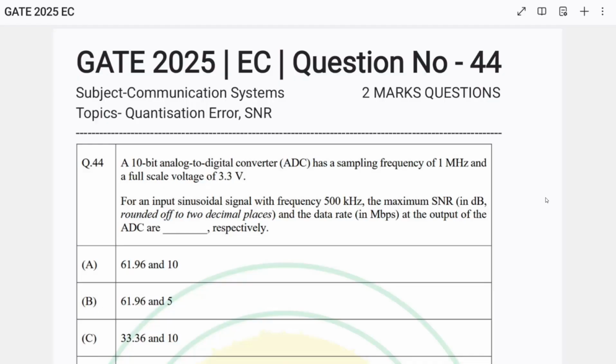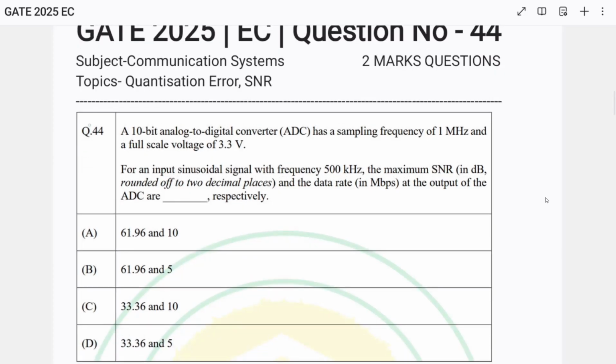This question is from GATE 2025 Electronics and Communication branch, question number 44. It has been asked from the subject Communication Systems on the topic Quantization Error and SNR Calculation. It's a 2 marks question. So, question number 44.